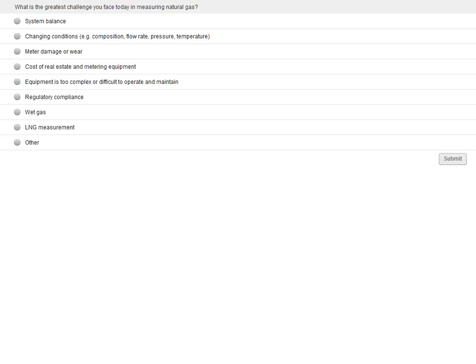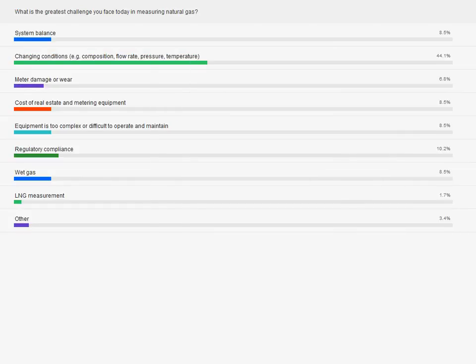Okay. It looks like the winner in terms of the most responses is changing conditions. So composition, flow rate, pressure, temperature, all of these can affect measurement if they're not well addressed. Everybody at least chose one of the different options. So it looks like we all understand that there's a range of challenges facing us. But this challenge of changing conditions is clearly the one that's concerning most of the people on the webinar today. So that's good because some of the information we'll cover a little bit later on does get directly into this subject.